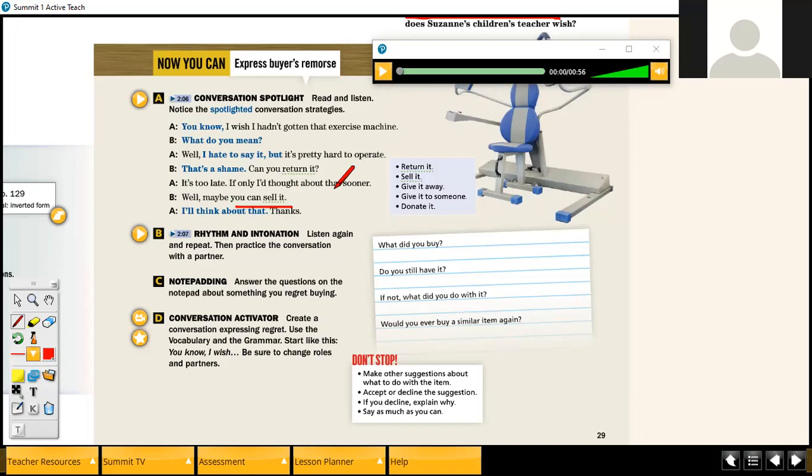Notepadding: answer the questions on the notepad about something you regret buying. Okay, so please complete that information because that's what we're going to use for the conversation. What did you buy? Do you still have it? If not, what did you do with it? Would you ever buy a similar item again? Okay, so please complete this information. And then we practice the conversation, please. Yes, teacher.